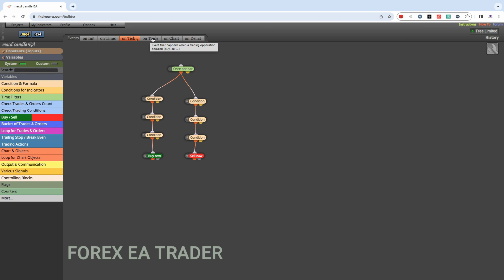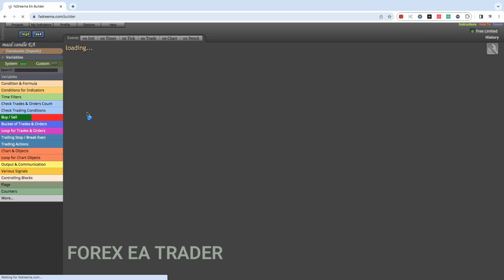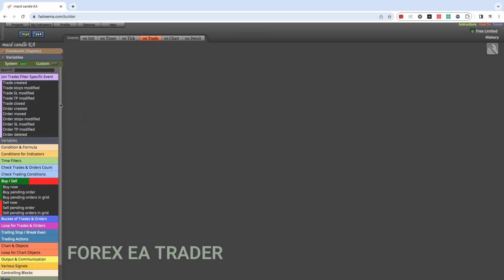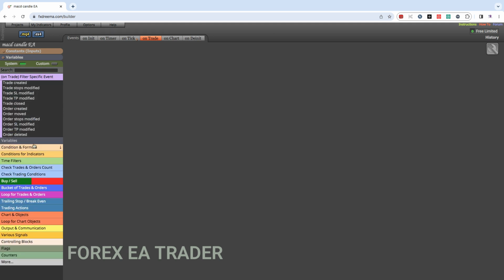You see that when we go to on trade, we'll get a new section that appears here. So let's just go to on trade. I don't know what my Chrome browser is doing there, because there's supposed to be blocks there. Okay, let's just refresh it and see if it's going to appear there. So let's just minimize that. Okay, I don't know why it did that.